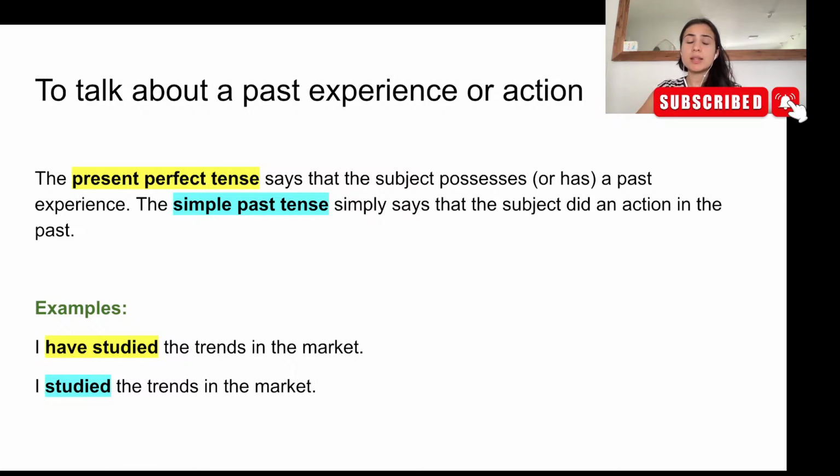Now, most people will look at this and think they mean the same thing, but there is a slight difference. With this one here, we're referring to it as an experience that we've had. Oh yes, I have done that before. Oh yes, I have studied the trends before. It's something that I've already done. It's something that I've experienced. Whereas here, it's just a statement that we're saying that happened in the past. I studied the trends in the market yesterday, for example.